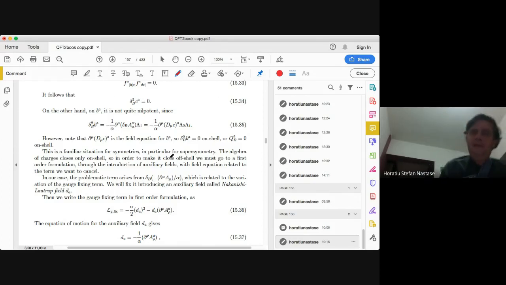In supersymmetry, one also finds that the algebra of charges or generators closes only on shell. So here the algebra, so to speak, quote unquote algebra, is just Q squared equal to 0, or another way of saying it is that the anti-commutator of Q_B is equal to 0, since Q_B is an anti-commuting object.